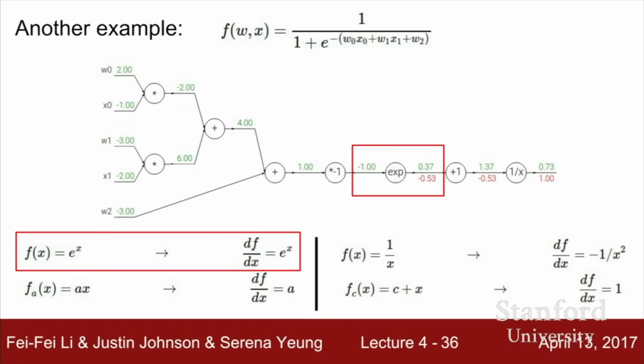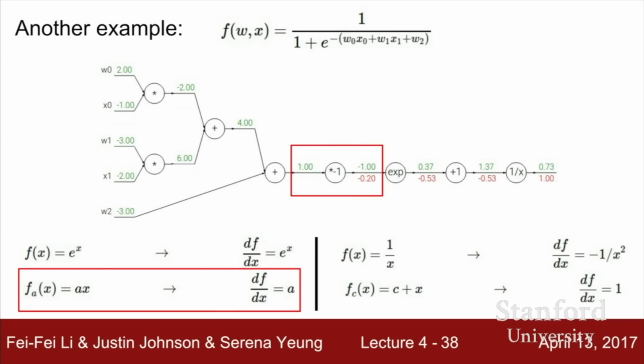Let's keep moving backwards one more step. Here we have the exponential. What's the upstream gradient coming down? The upstream gradient is negative 0.53. What's the local gradient here? It's the local gradient of e to the x, since this is an exponential node. Our chain rule tells us that our gradient is negative 0.53 times e to the power of x, which in this case is negative 1 from our forward pass. This gives us our final gradient of negative 0.2.